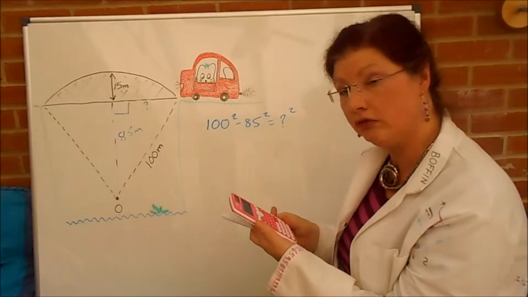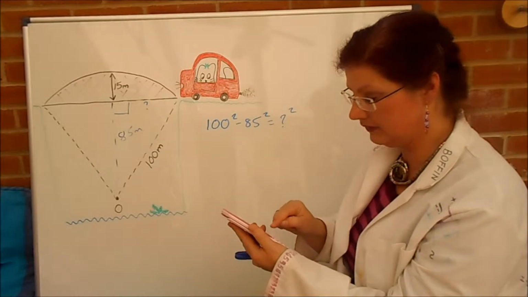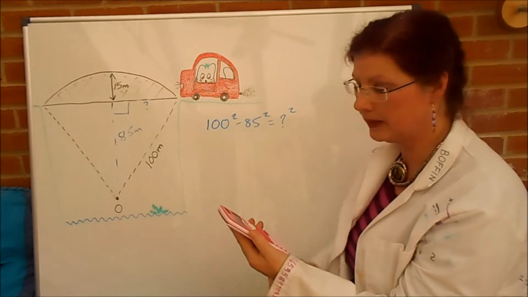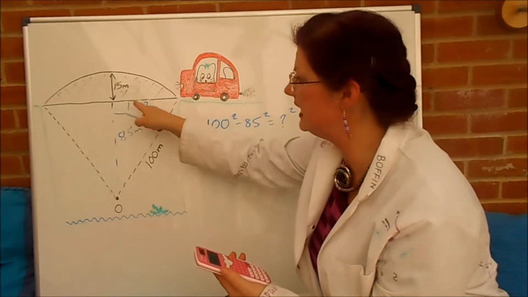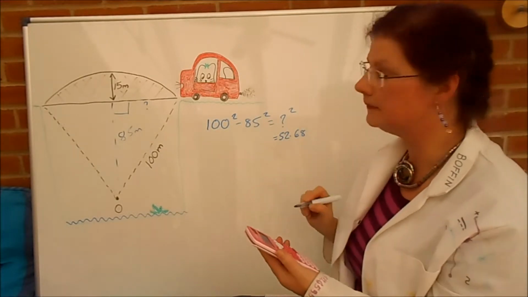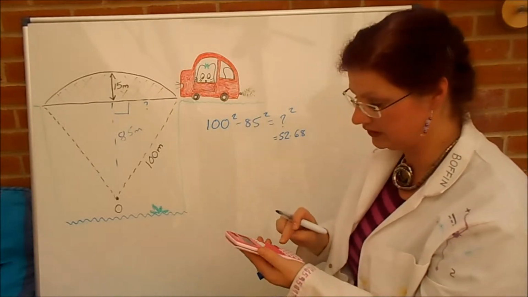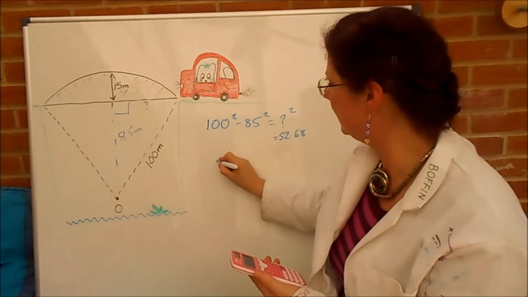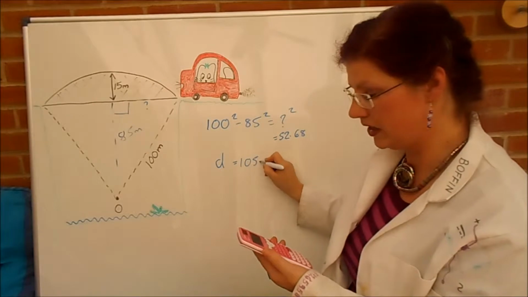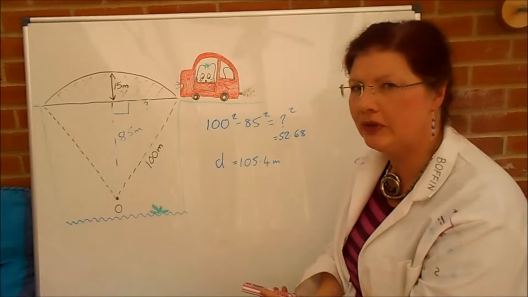Grab my trusty pink calculator. You don't have to do it with pink, grey and black ones work just as well. We're going to do 100 squared minus 85 squared equals that, square root the answer, and we get 52.67 for that. Don't of course forget to double it. So times by 2 to get the full width of the bridge. And the full width of the bridge, D for the distance along the bridge, equals 105.4 metres.